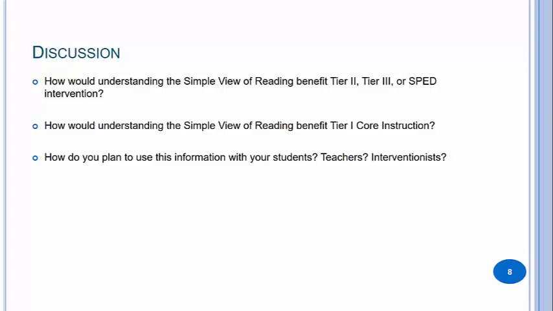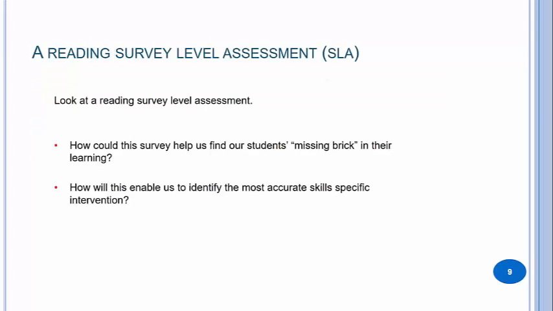Okay. We're at the 30-minute mark, so we've got a lot of ground to cover, so let's move on.